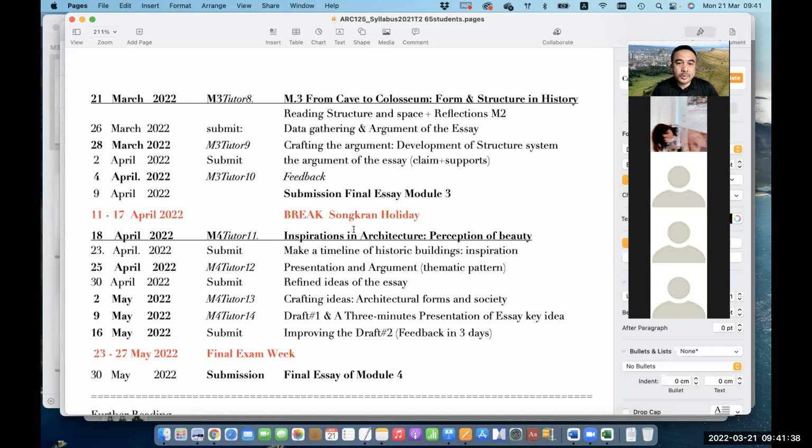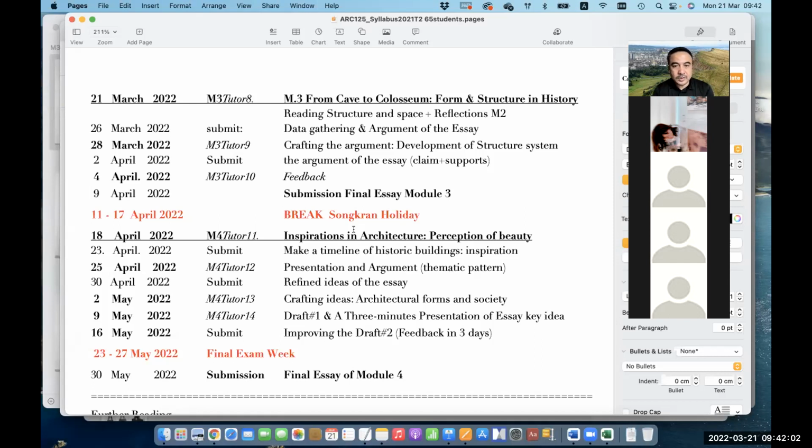Today is for module 3, right? 21st of March. From cave to colosseums. We're going to talk about structure of the building. I will tell you a bit more why I call it cave to colosseum, because it's from primitive to one of the very advanced, right?